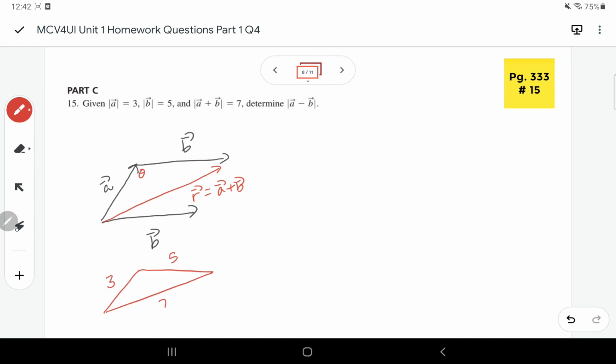So I'm going to figure out this angle theta in there. So I could say that 7 squared equals 3 squared plus 5 squared minus 2 times 3 times 5 times cos theta. Okay, theta is 120 degrees. It's kind of a nice exact value there. So that tells me that that angle up there is 120.